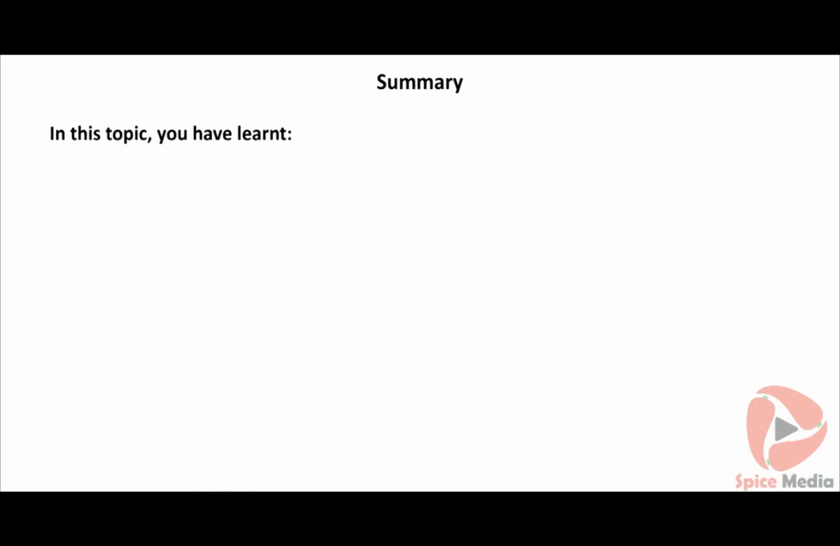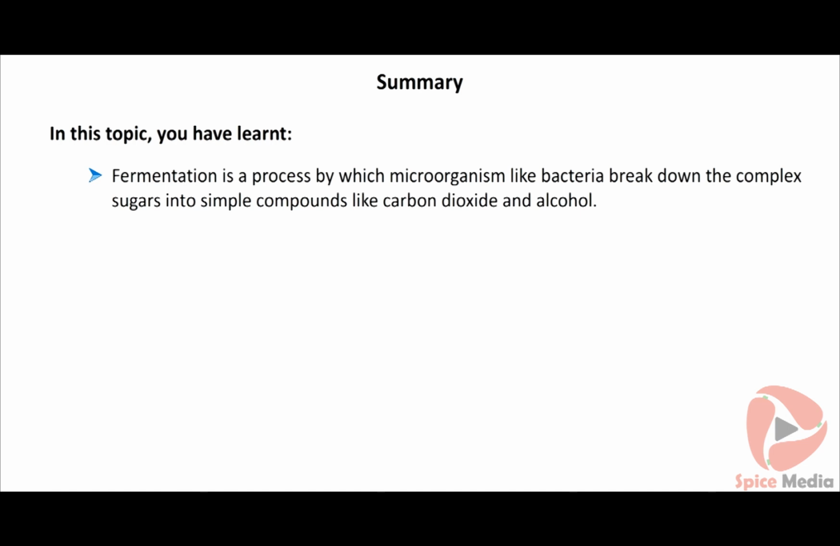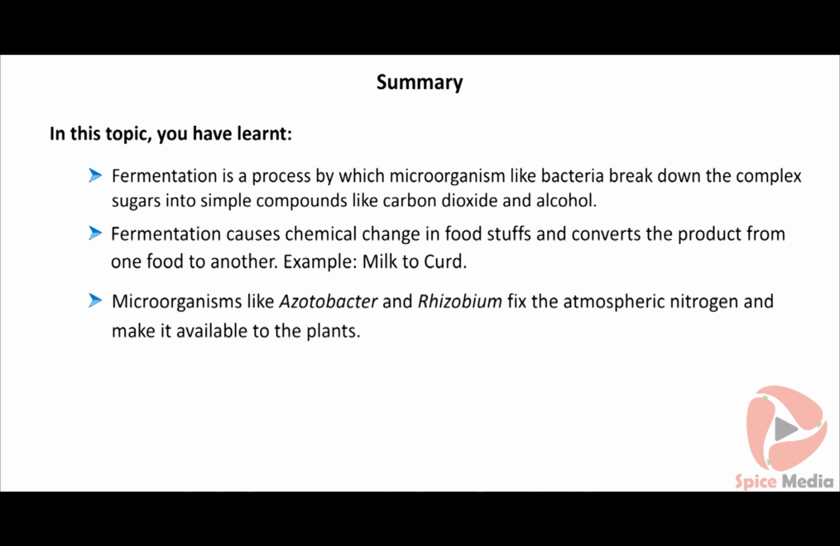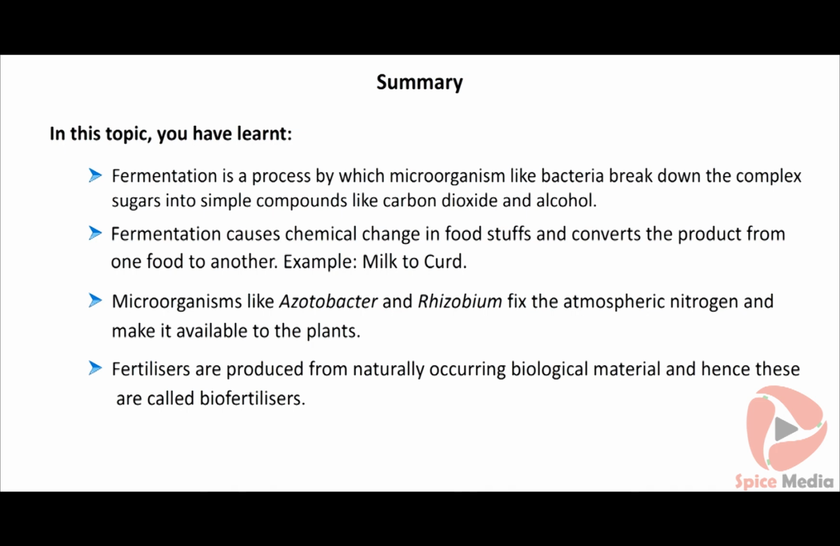In this topic, you have learnt fermentation is a process by which microorganisms like bacteria break down the complex sugars into simple compounds like carbon dioxide and alcohol. Fermentation causes chemical change in foodstuff and converts the product from one food to another. Example, milk to curd. Microorganisms like Azotobacter and Rhizobium fix the atmospheric nitrogen and make it available to the plants. Fertilizers are produced from naturally occurring biological material, and hence these are called biofertilizers.